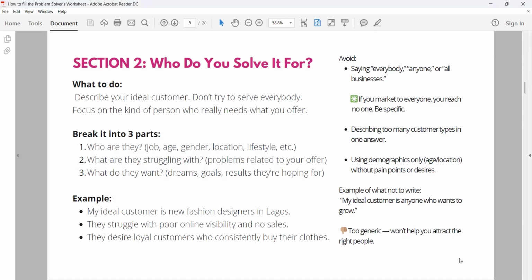Use demographics only, maybe age and location. Don't go into what they are struggling with. So, an example of what you should not write: my ideal customer is anyone who wants to grow. No, that is generic. You've not said anything. It won't help you attract the right persons. And I believe this is why a lot of us are struggling.